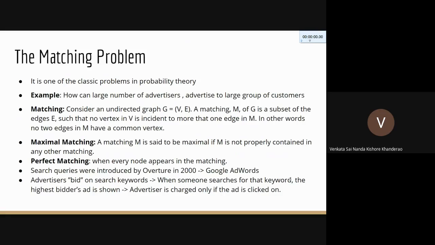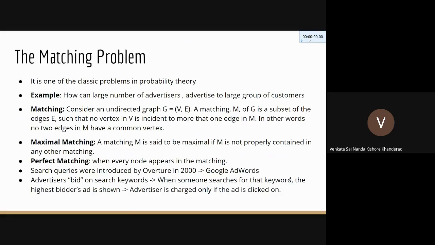Then how do they approach it? That's the matching problem. Talking about matching in terms of a graph problem, matching is defined on an undirected graph G with vertices V and edges E. A matching M of a graph is a subset of the edges such that no vertex is incident to more than one edge in the matching. In other words, no two edges of the matching have a common vertex.